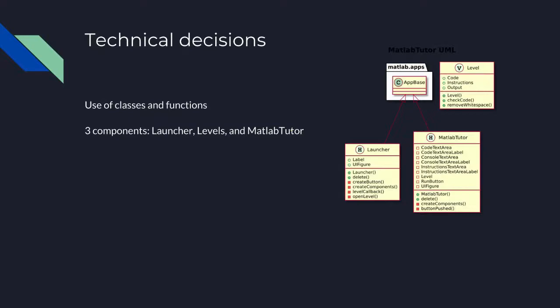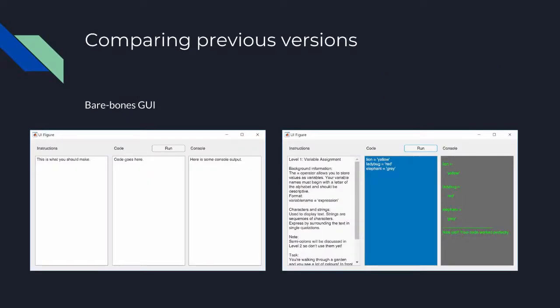We have the level class, which contains the code, instructions, and output of each level, and is also able to check whether or not they have gotten the correct answer by removing white space from the strings. And finally, we have the Matlab Tutor, which essentially is the full-fledged window which has your instructions, coding area, and console window. The original GUI was quickly mocked up using MATLAB's built-in toolkit, App Designer.